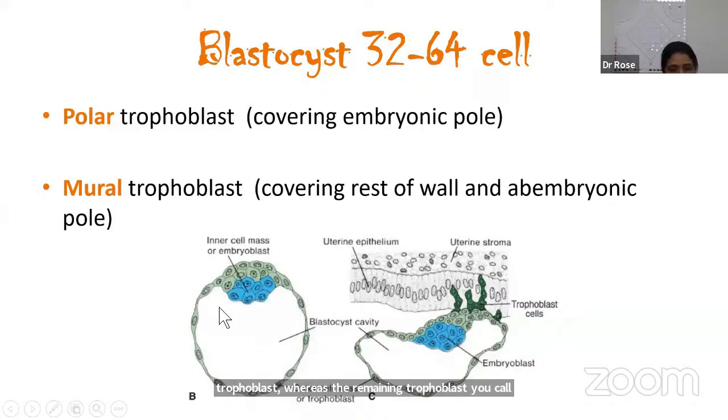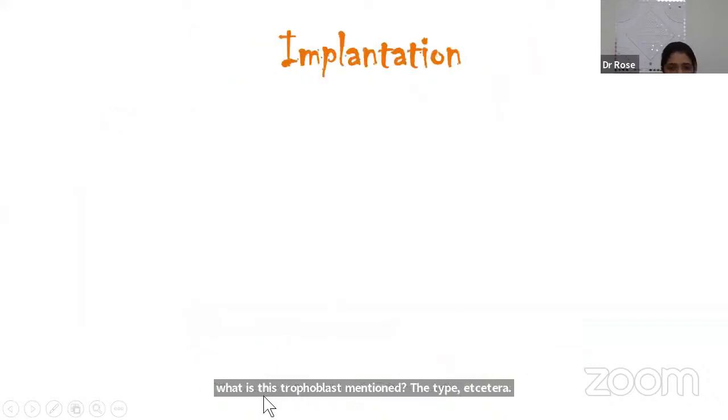So sometimes an image can be shown like this and a pointer can be pointed, asking what is this trophoblast, mention the type, etc. So this is polar and the remaining one is mural trophoblast.